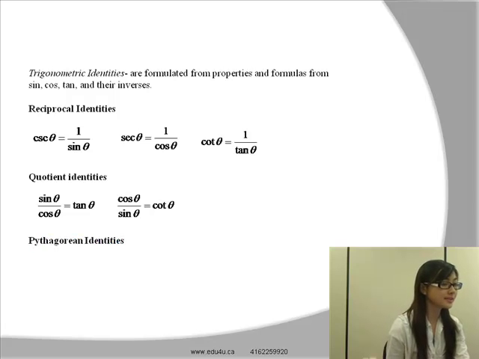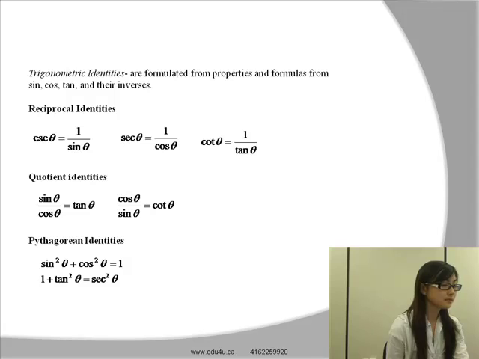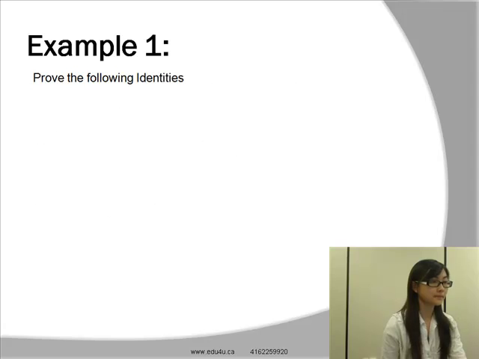Also recall the Pythagorean identities. Sine squared plus cosine squared equals 1. 1 plus tangent squared equals secant squared. And 1 plus cotangent squared is equal to cosecant squared.